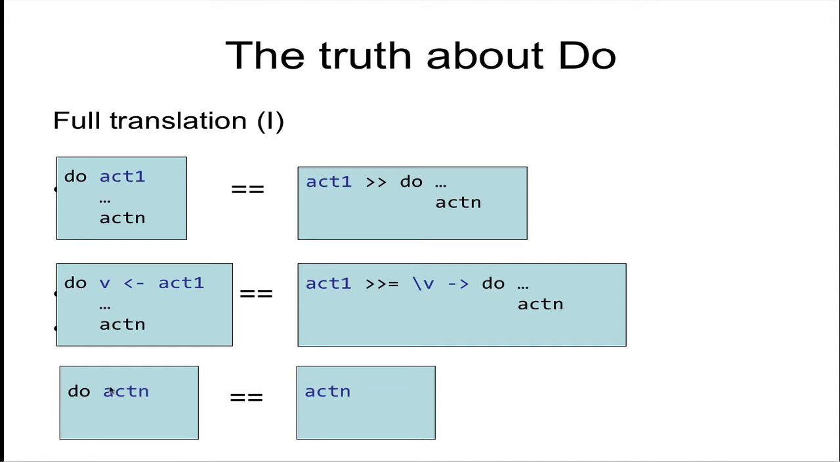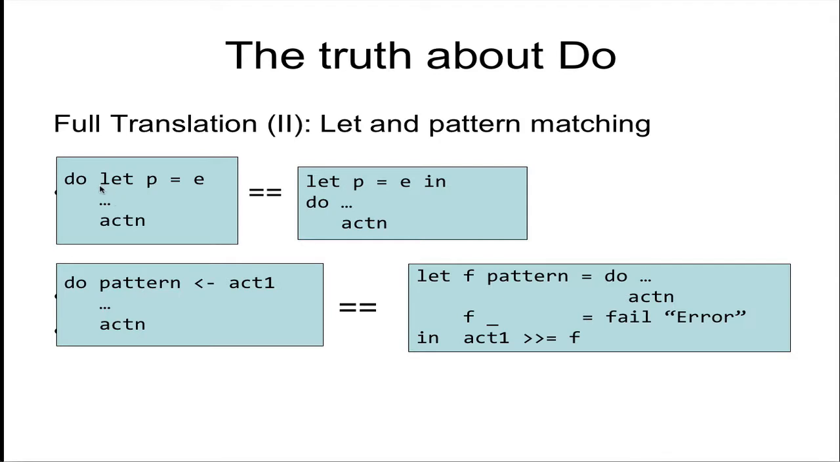And when you finally get down to a single action, do of a single action is just the same as that action. Now that's actually not all the cases of the do notation. There are a couple of other cases, and for completeness we'll look at them here. So one is that there is a notion of a let binding you can have. When you have something which is not monadic, you want to name something inside a do, then that just translates to a let expression in the standard way.